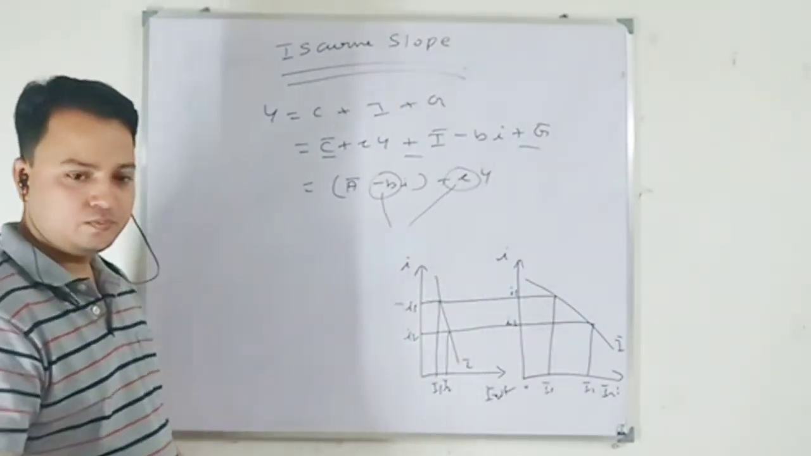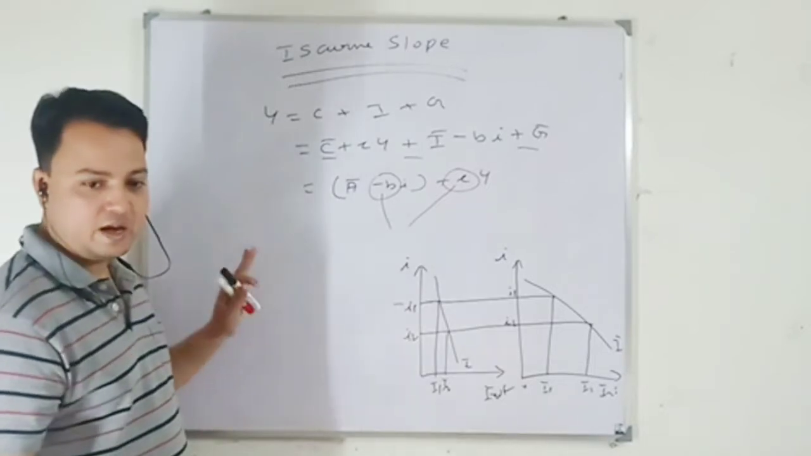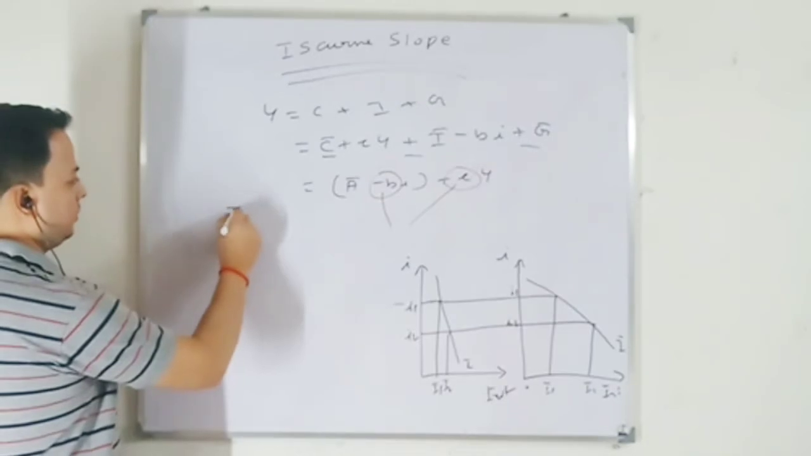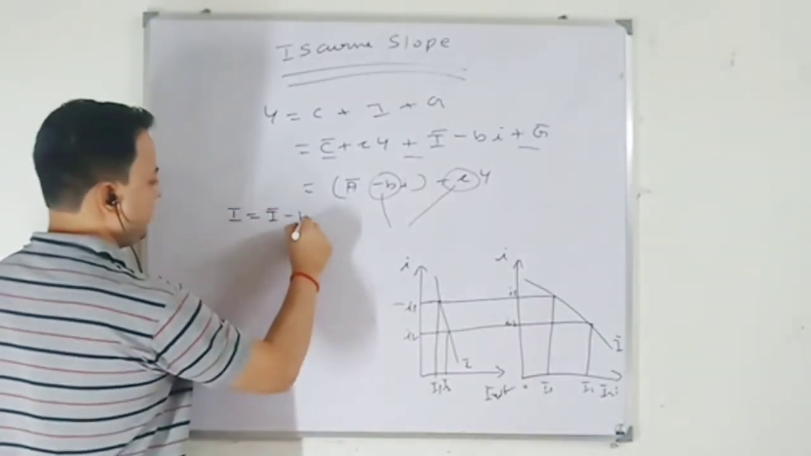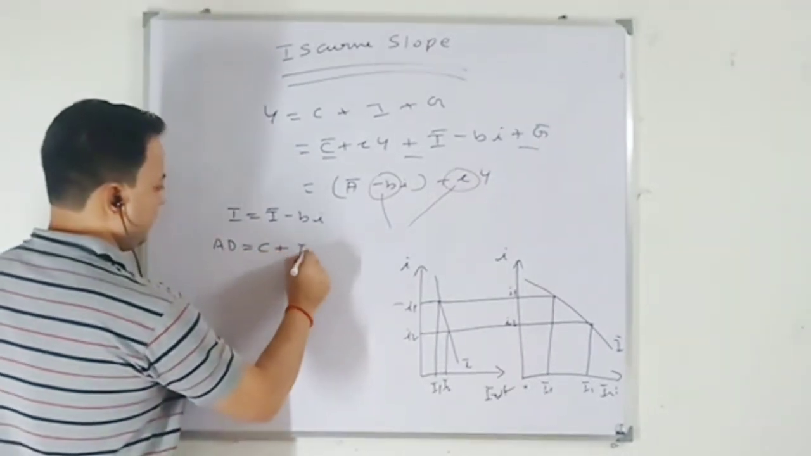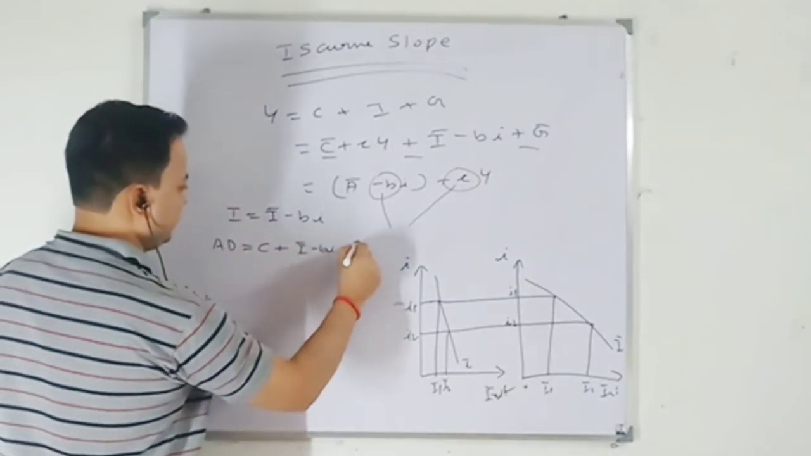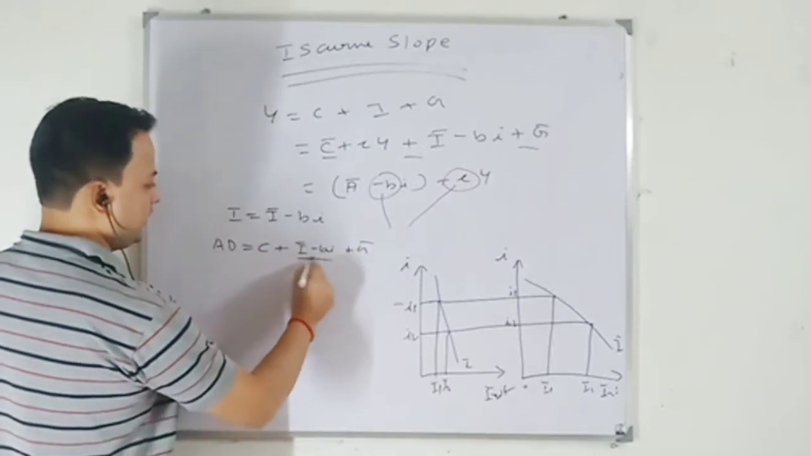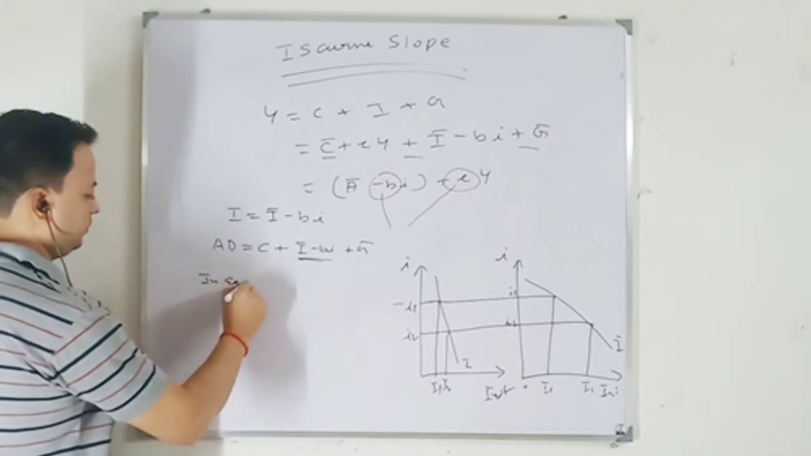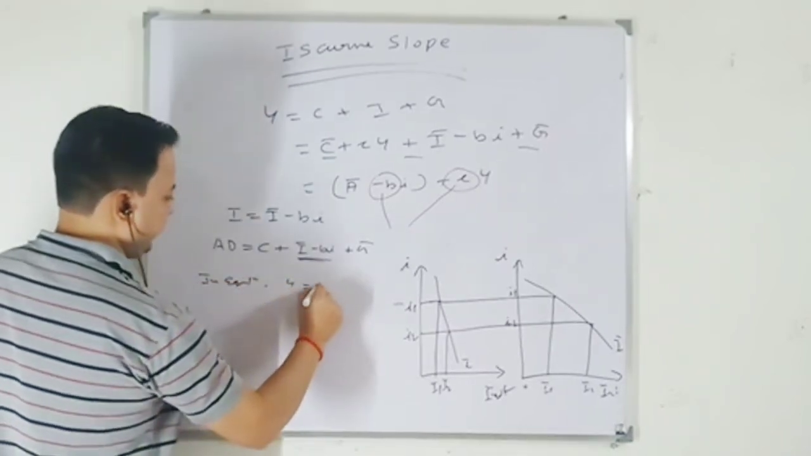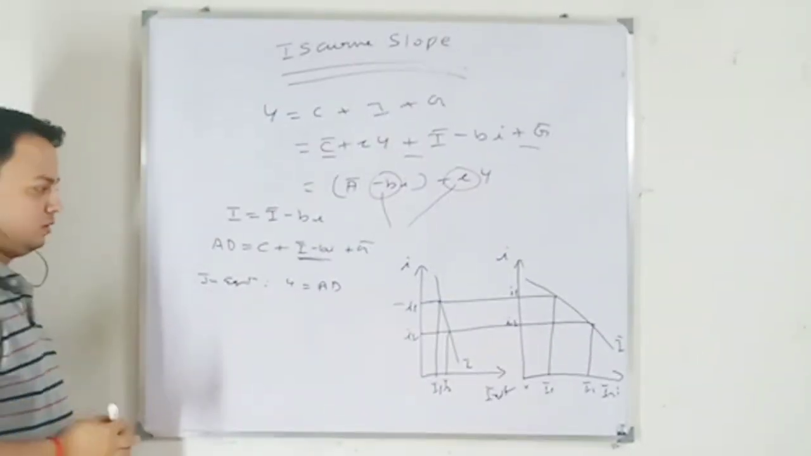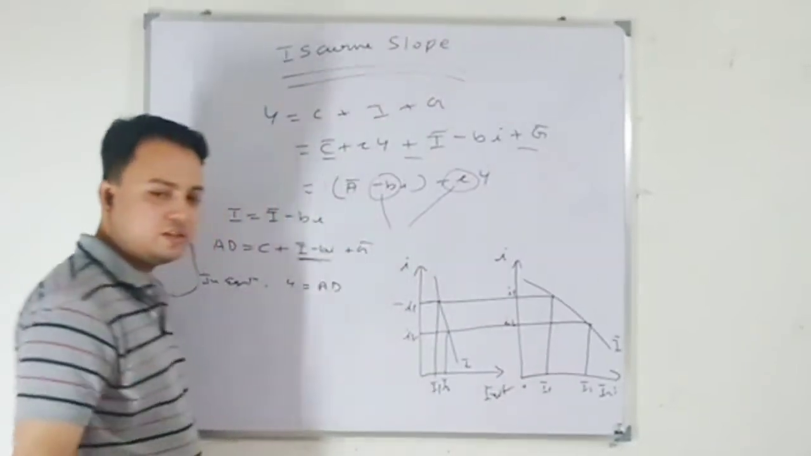In that case, how will my IS schedule look? So let me write investment as I bar minus BI. And you know that aggregate demand is C plus I bar minus BI plus Z bar. I'm not opening this because this is important that I have to look at. And in equilibrium, you know Y equals AD. So look at first this case when responsiveness is more.